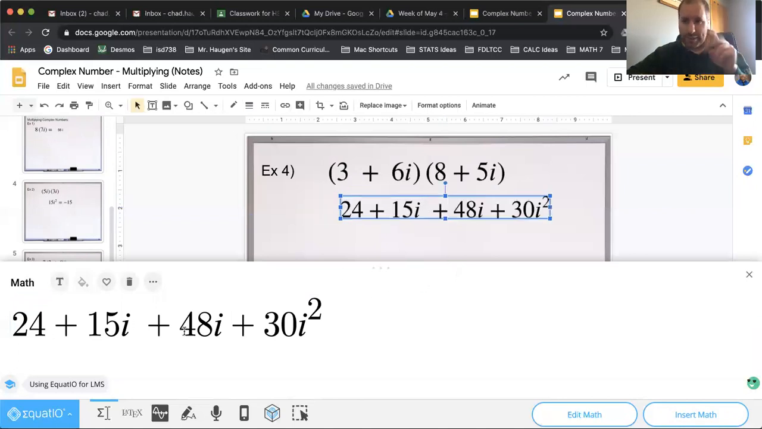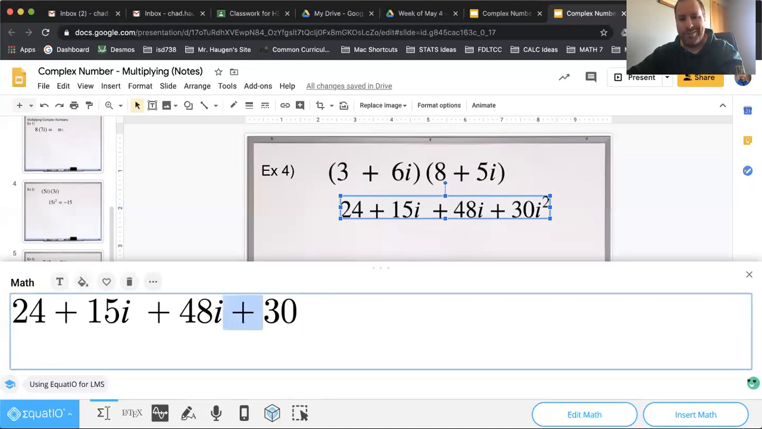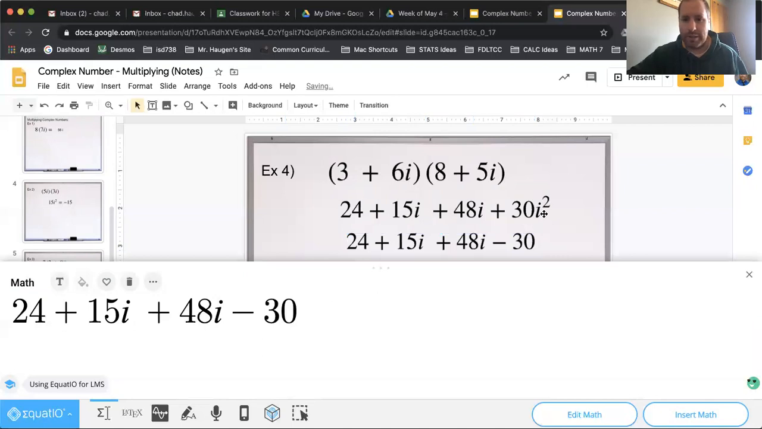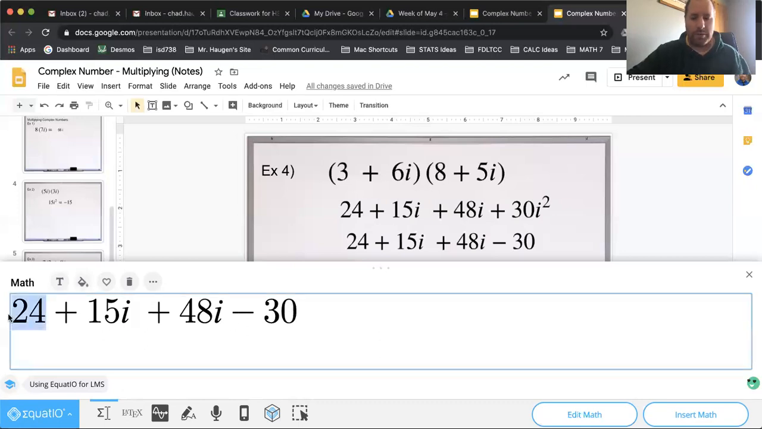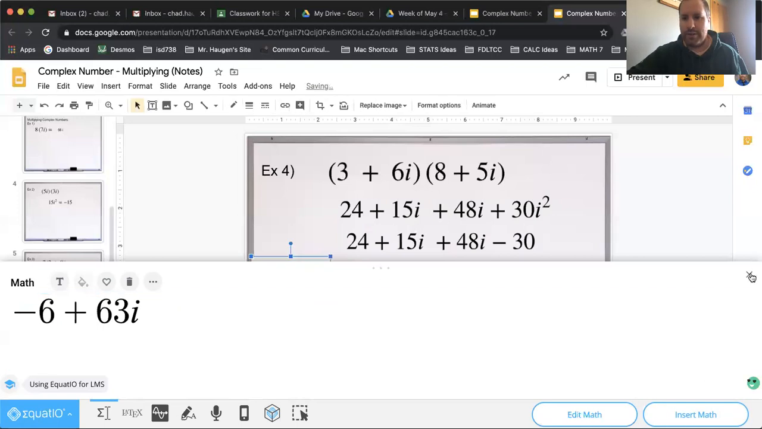Then next step is to simplify stuff a little bit. And we know that i squared is actually equal to -1, so this should really be -30. So that's my next step, is to change any exponents like we did yesterday, i squared being negative, and now we can add and subtract stuff together like we normally would. So -30 plus 24 makes -6 if we put those two things together. 15i plus 48i, I suppose that's 63i when all is said and done, and there is our result.